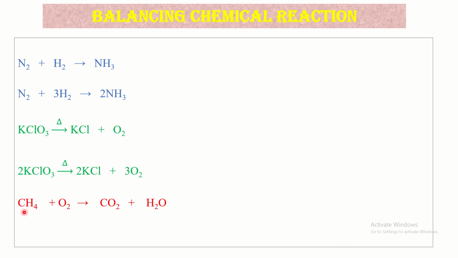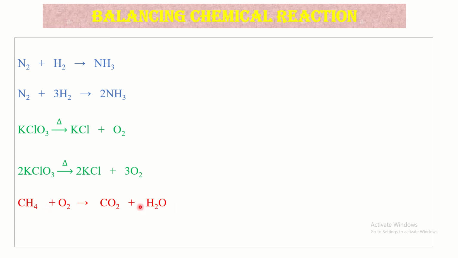Another reaction, methane plus oxygen, the combustion of methane. The combustion of every hydrocarbon produces carbon dioxide and water. And look here, carbon 1 atom, carbon is balanced. Hydrogen 4 atoms, but there are 2 atoms, not balanced. Oxygen 2 atoms, and there are 2 plus 1, 3 atoms, not balanced. At first, what will we balance? 3 and 2 is difficult, so we will balance hydrogen first.